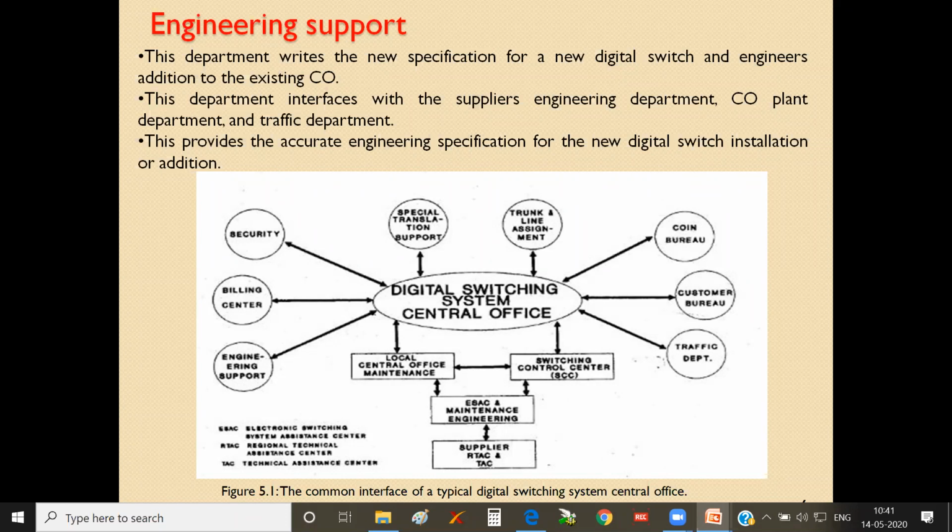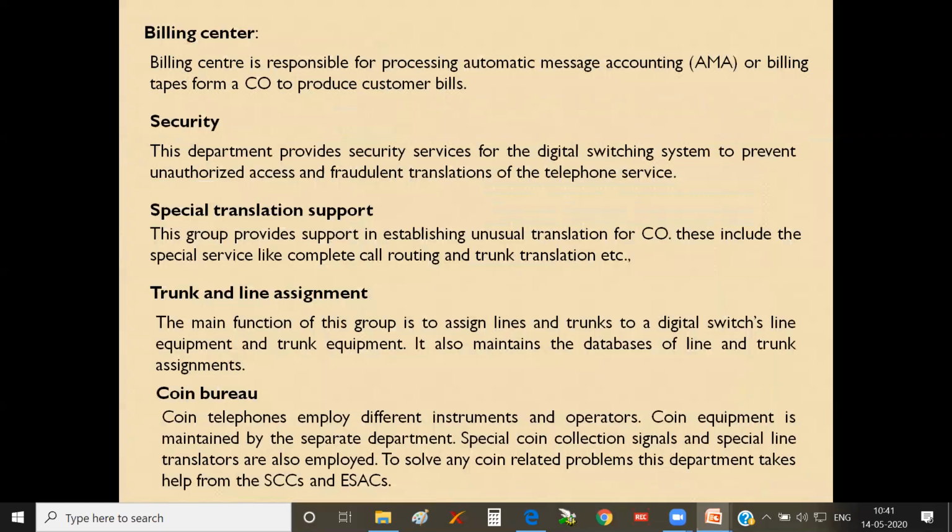This particular engineering support is performing these functions and helps to upgrade the system by providing all these actions at the level. Okay, this is what engineering support does in the common interface of digital switching system central office. And next part is what?